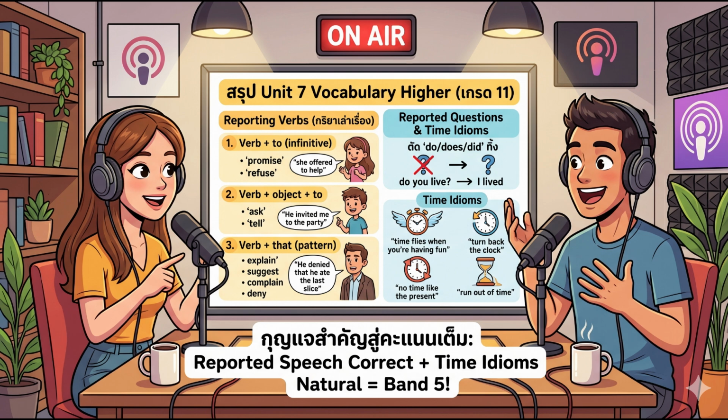Right. But if you only use mechanically perfect reported speech, you sort of sound like a robot. You do, yeah. And how do we prove to the examiner that we actually sound like native speakers? That is where the time idioms from Unit 7 come in. Phrases like, time flies when you're having fun. Or, you can't turn back the clock. Or even, there's no time like the present.